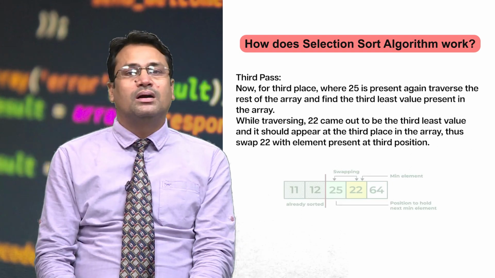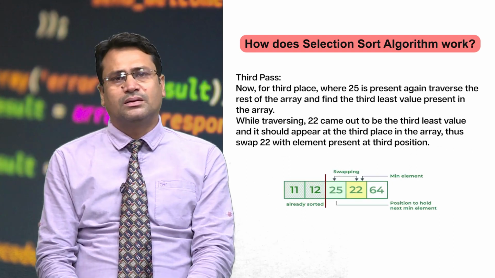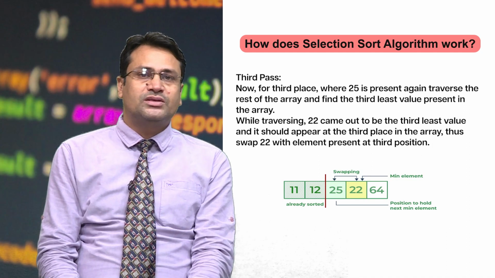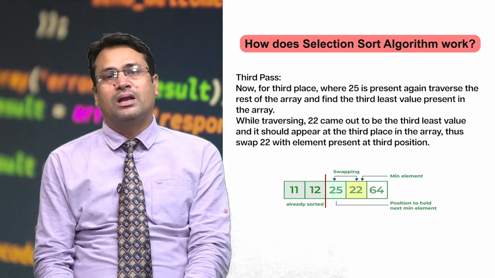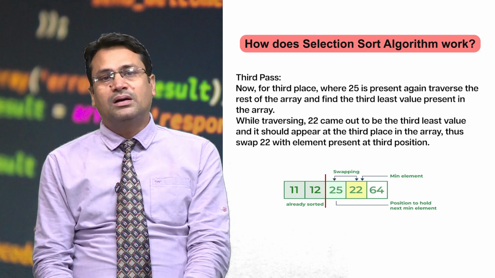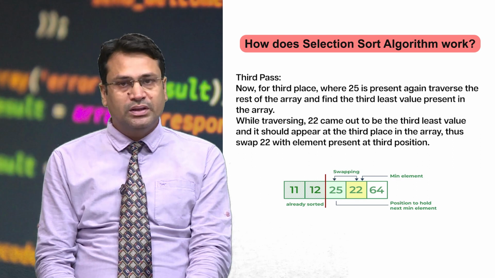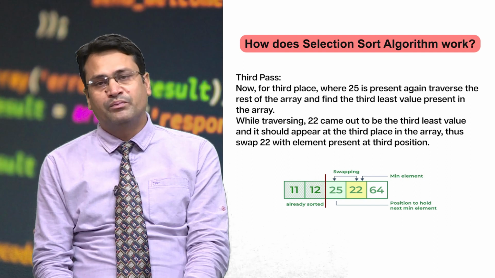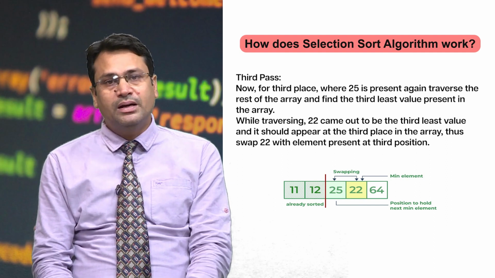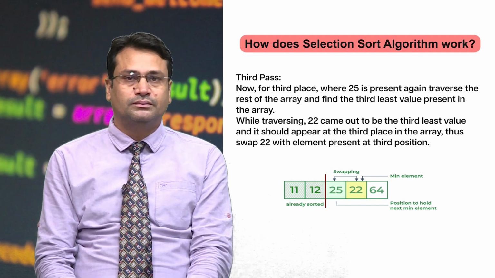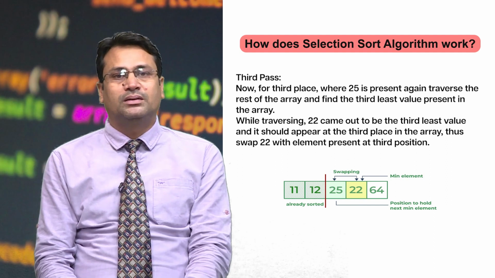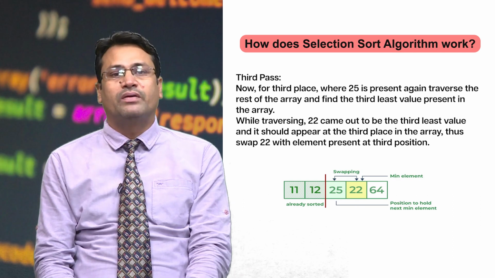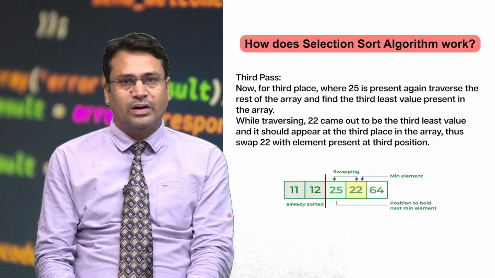Now, we talk about the third pass. In the third pass, for the third place where 25 is present, again we traverse the rest of the array and find the third least value present in the array. While traversing, 22 came up to be the third least value and it should appear at the third place in the array. Thus, swap 22 with the element present in the third position. You can see in this example the value is swapped with 25 and 22, because if the value is less, then the value will be swapped.